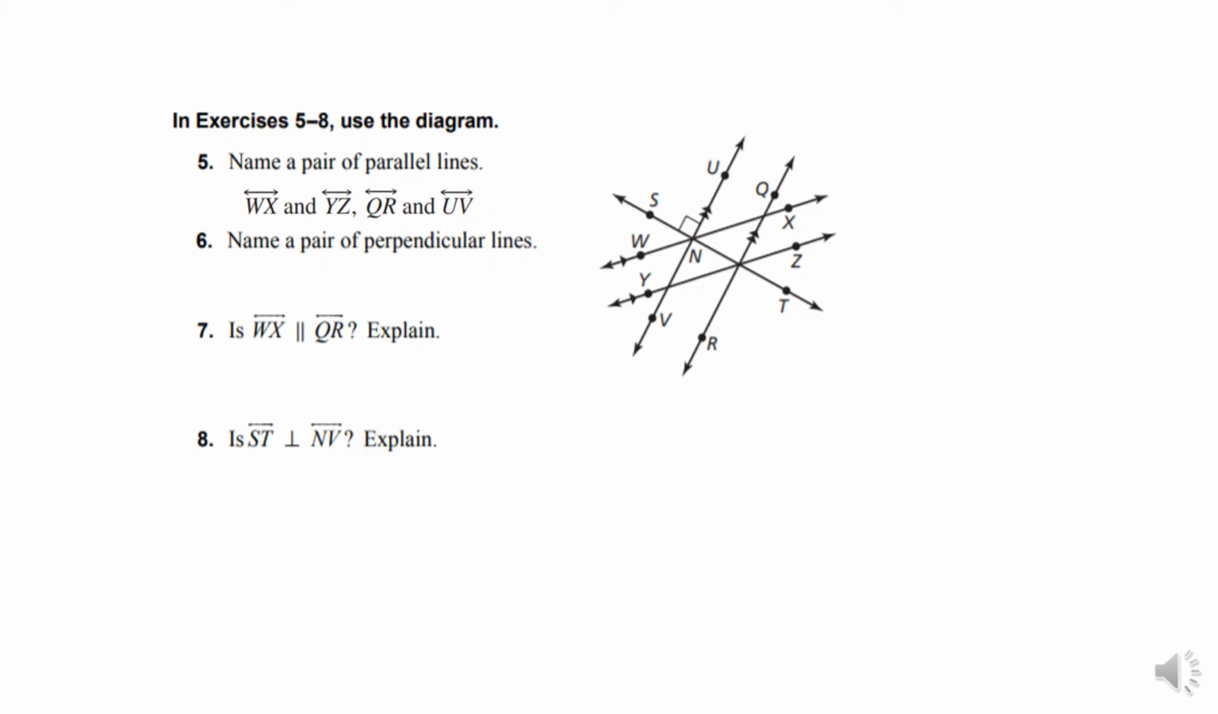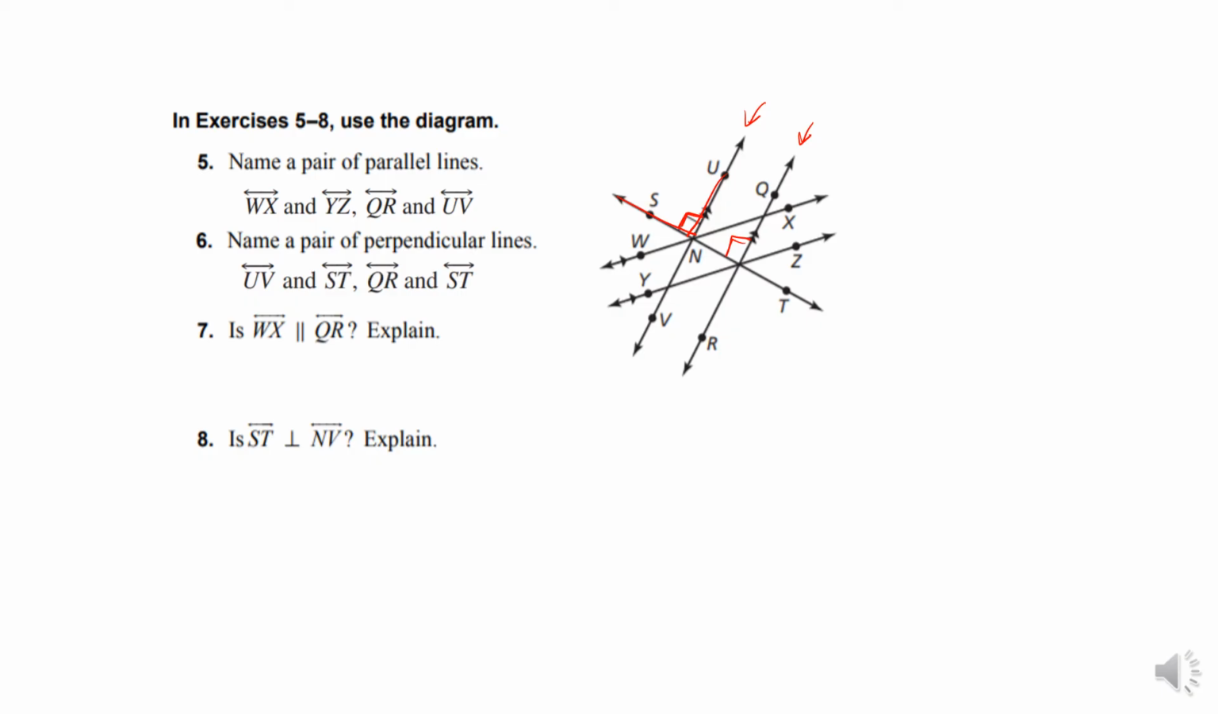Okay, so now we're going to name a pair of perpendicular lines. So we've got right here, this line and this line. This is the only one. Now, here's a trick though, because since QR is parallel to UV, it is also perpendicular to ST. So you might not have caught that, but they did.